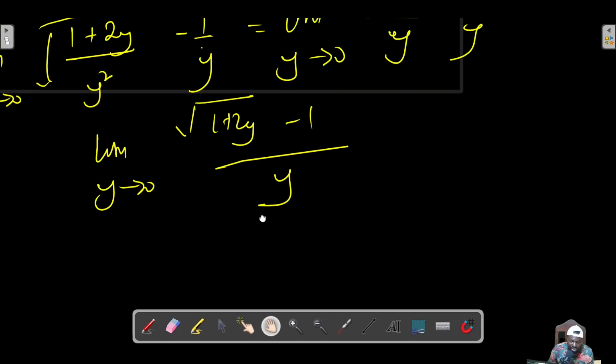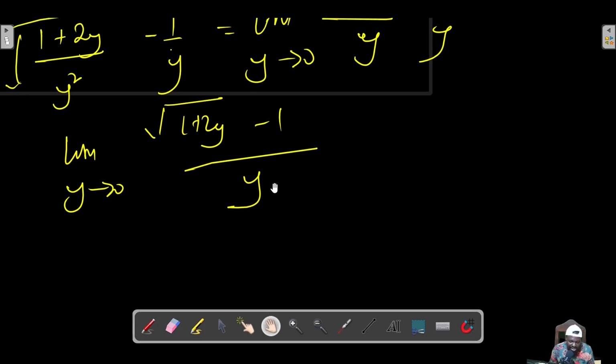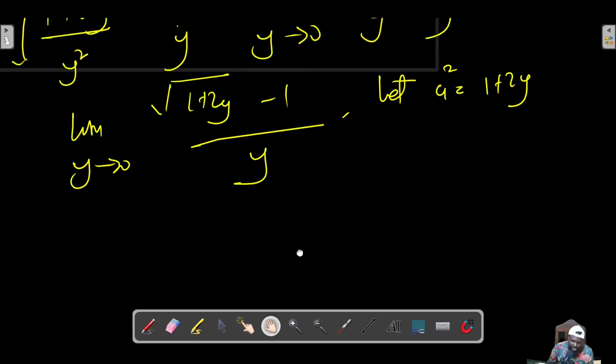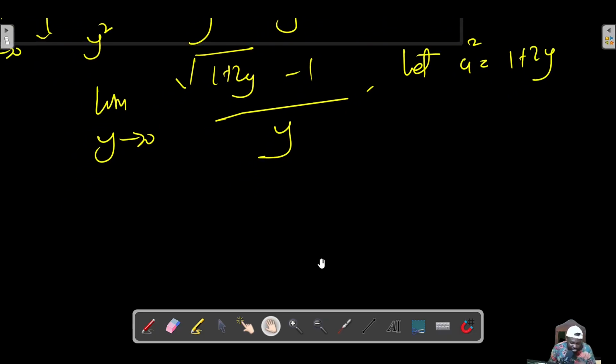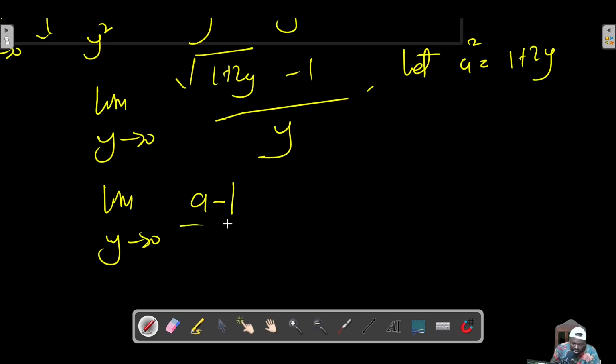What do you have to do? You can rationalize or substitute in some term such that that particular term will eradicate this radical expression. So that's what I'll be doing. Let's say a squared is equal to 1 plus 2y. You can also rationalize if you like. You rationalize or you substitute in a term that will eradicate the radical. So the limit as y approaches 0 of, if a squared is substituted here, the root takes away the square. So I can say a minus 1.